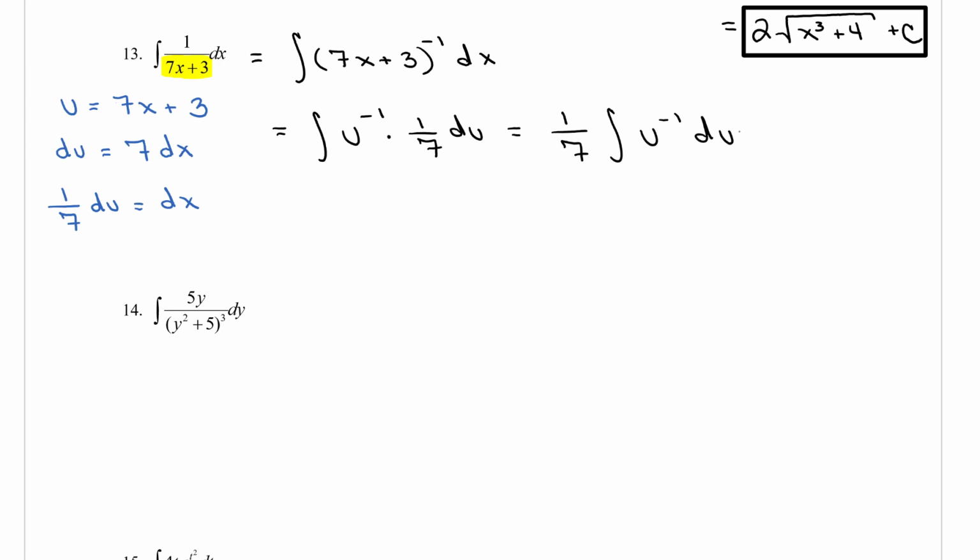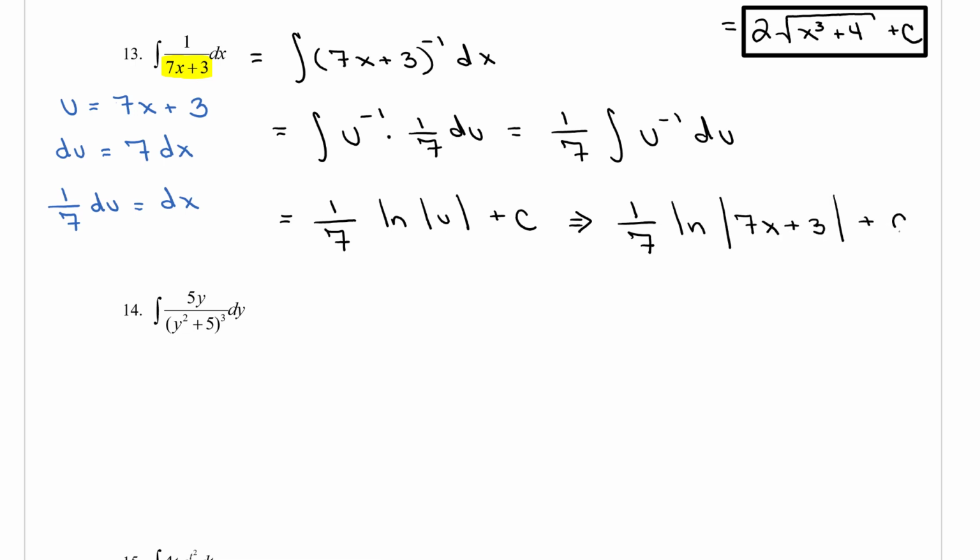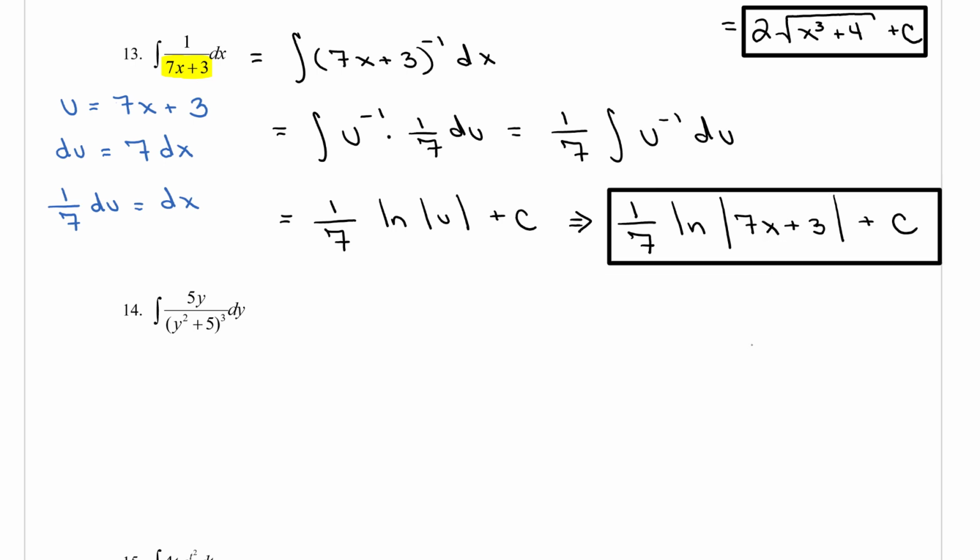So this should look very familiar to some of the formulas we were just talking about earlier. So I'm going to be able to use one of those formulas here. This is going to be equal to 1/7 times the natural log of the absolute value of u plus c, which is going to be equal to, or maybe not exactly equal here, maybe I should do an arrow since I'm doing a substitution here. It's going to be 1/7 times the natural log of the absolute value of 7x plus 3, close the absolute value, and then plus c, and we're going to box that in.